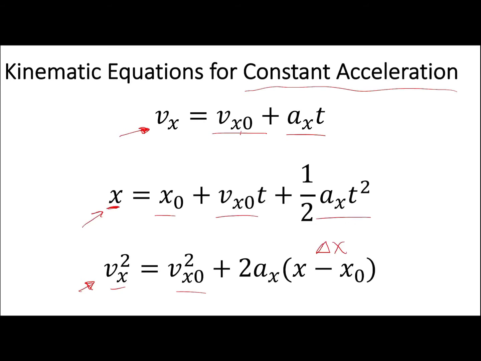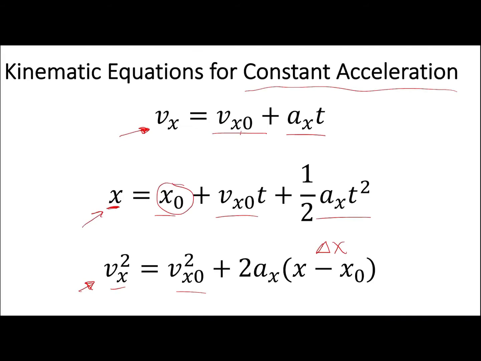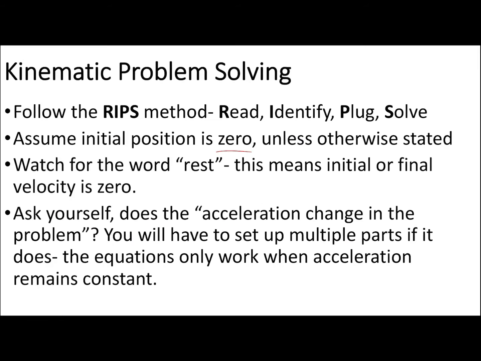I put them in this format because this is how they look on your AP Physics equation sheet, which we will probably see momentarily. So what am I supposed to do with those equations? Well, we are going to follow the RIPS method: read, identify, plug, and solve. A couple key pieces of information: assume initial position is 0 unless otherwise stated. We just are going to assume it starts at 0. And then whatever we calculate will be the displacement. So that'll be an easy thing for us to do.